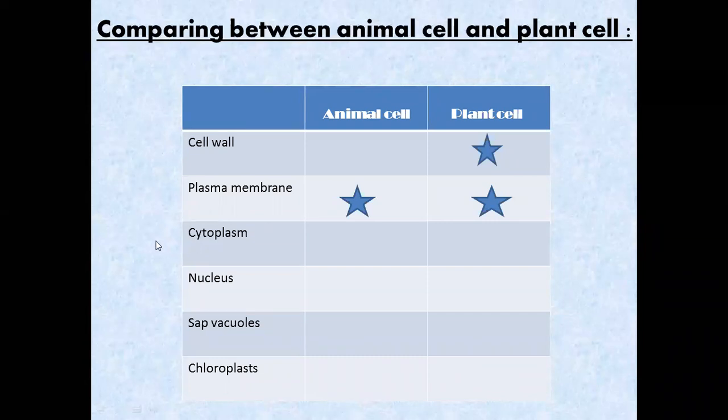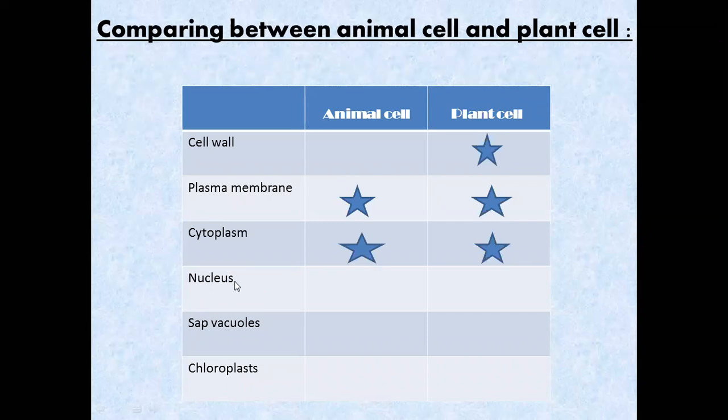The cytoplasm exists in both. Miss, what is the difference between the animal's cell and the human's cell? There is no difference. Both of us have exactly the same cell. It's only one cell, called the animal cell. The cytoplasm exists in both, in animal cell and plant cell.